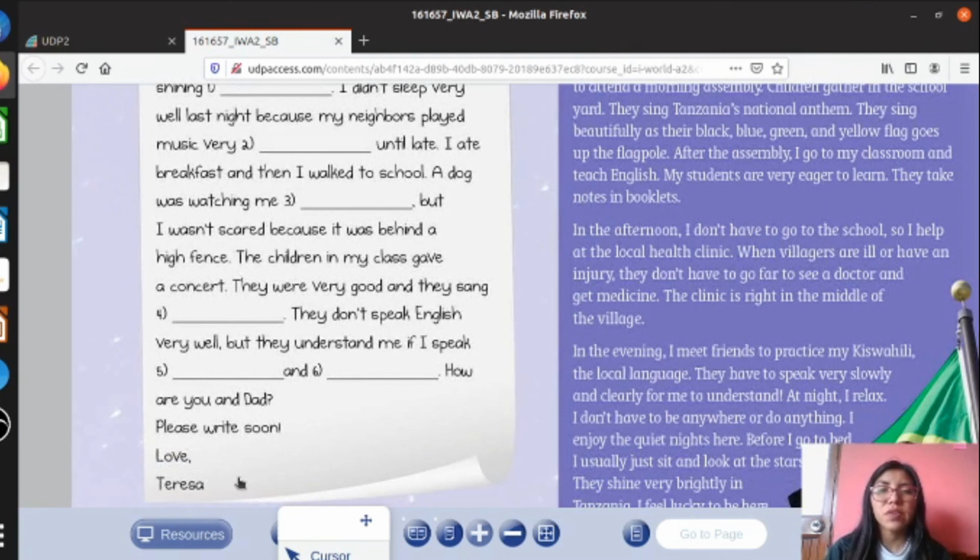Okay, so that is the activity for today. Remember, in this case we review the suffix ly. Revisamos el sufijo ly, ok, que este va a transformar a una palabra en un adverbio, ok. In this case, I speak slowly. Si yo hablo lentamente and clearly, claramente, ok.